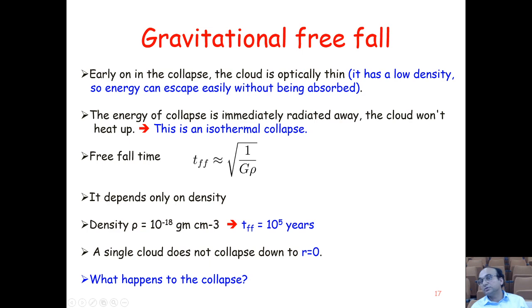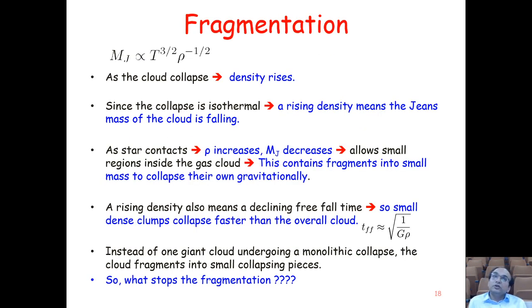So a single cloud does not collapse to R equal to 0; it is not possible. So what happens with the collapse? What stops the collapse? So that is another point, we call it fragmentation.